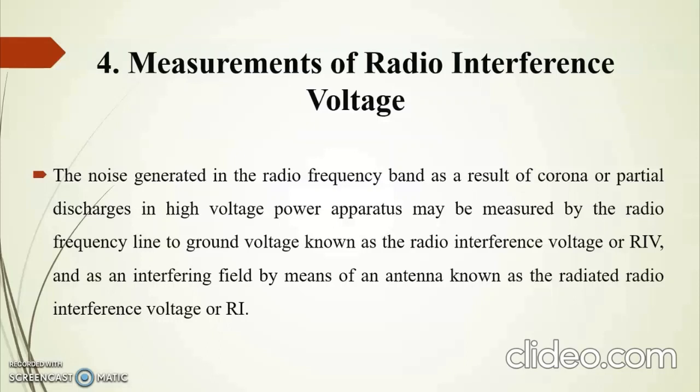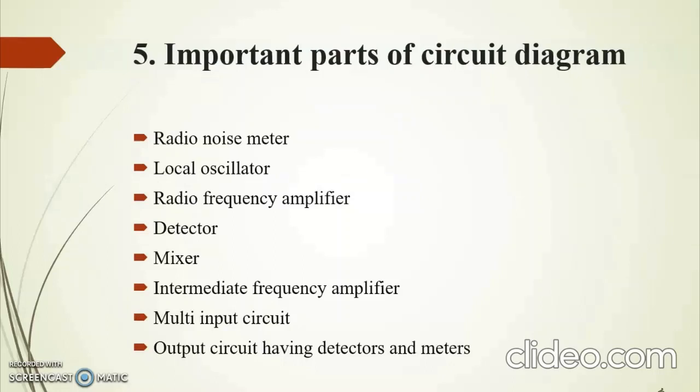We are going to use a device such as the radiated radio interference meter. The circuit diagram that we are going to use to develop the device that will measure the radio interference consists of the following parts: radio noise meter, local oscillator, radio frequency amplifier, detector, mixer, multi-input circuit, intermediate frequency amplifier, and output circuit having detectors and meters. So the next part will be explained by Abhirup.